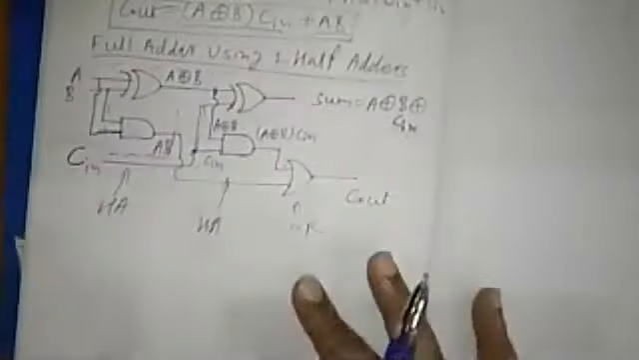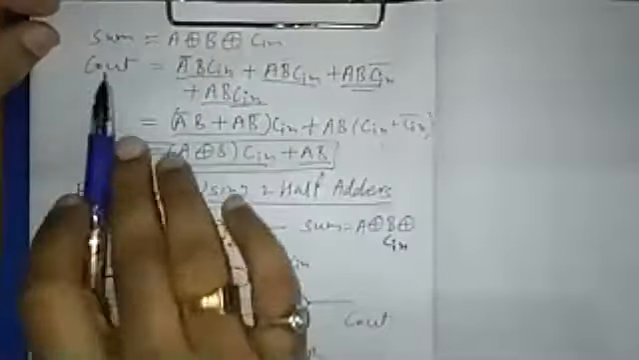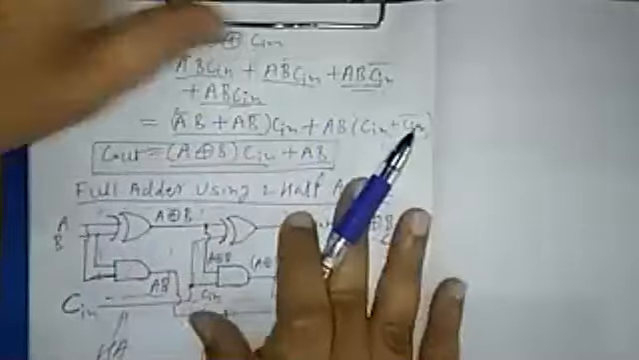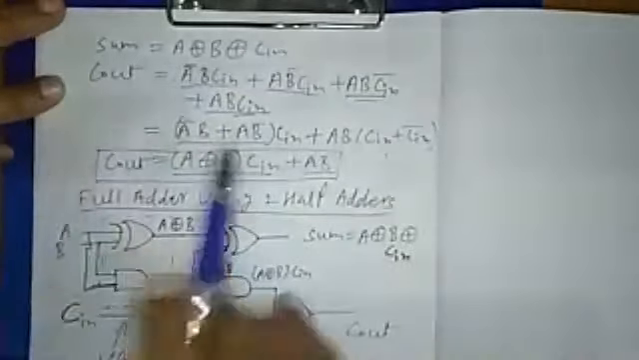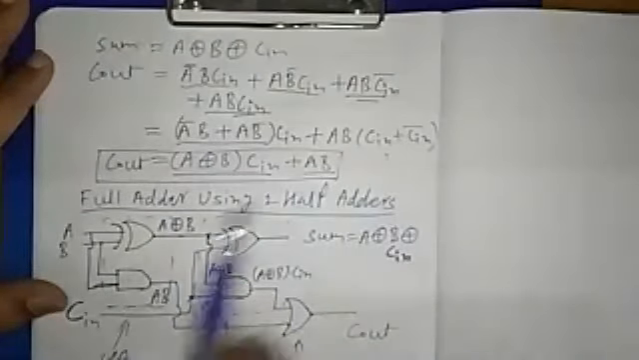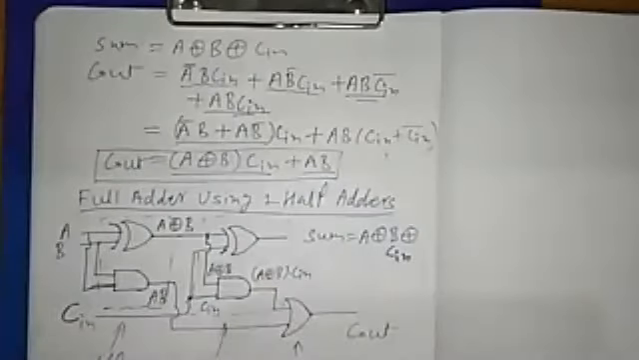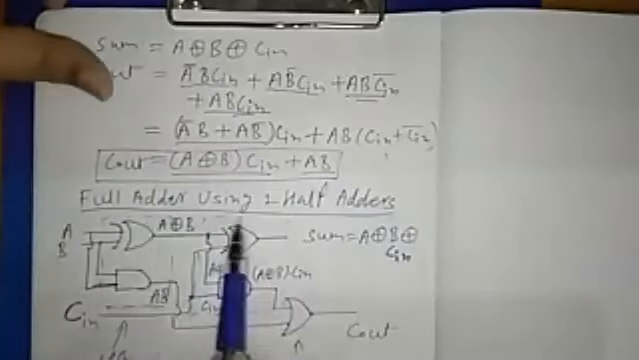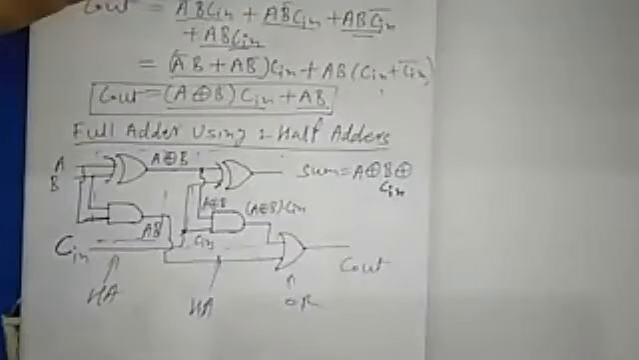For that Cout you need to rearrange this, then it will come. Sum is as it is, because it is A XOR B XOR Cin, so there will not be much difference. But when you are deriving Cout, you see that A XOR B will come, the sum of the previous half adder, and then AB will be the carry of the previous half adder, so that it will be easy for implementation. This is how a full adder using two half adders is implemented. Till here it is half adder and full adder.